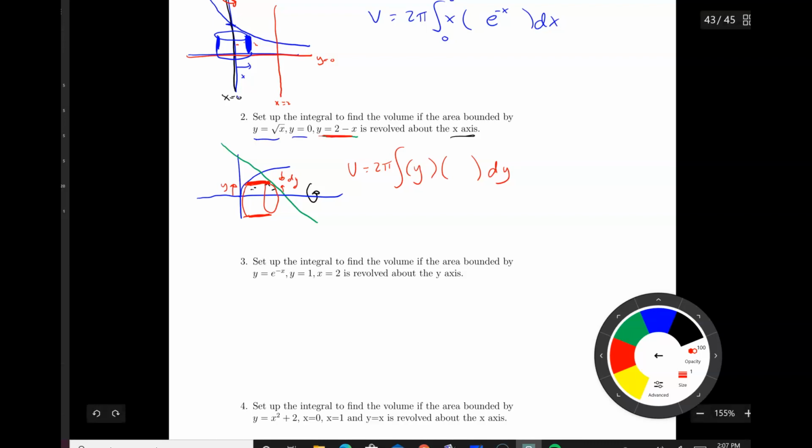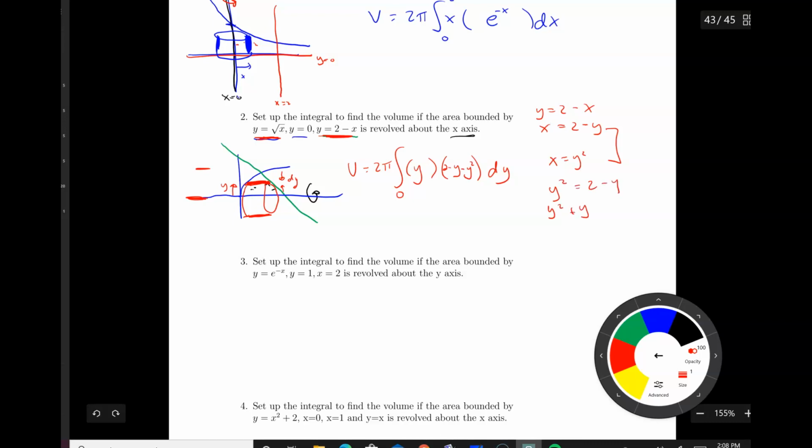So the line, I want to solve this for x equals. So if I take y equals 2 minus x and solve for x, I get x equals 2 minus y. So that's the top, 2 minus y. And then I want to subtract off this, which is y squared. And then where am I building the rectangles from and to on the y-axis? I'm beginning at y equals 0, and I'm going to end where these two graphs equal each other.